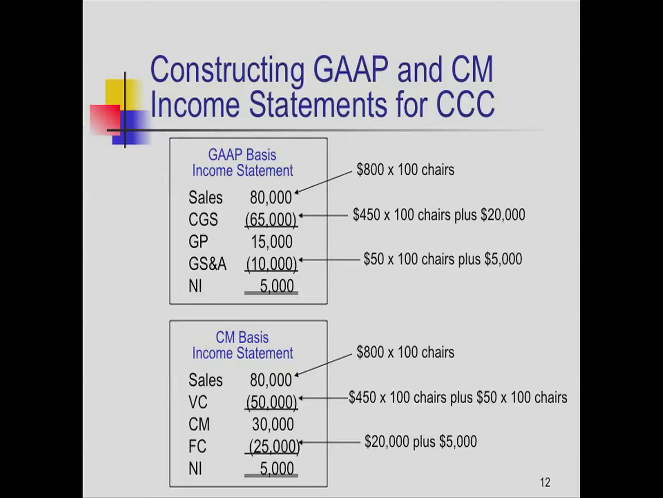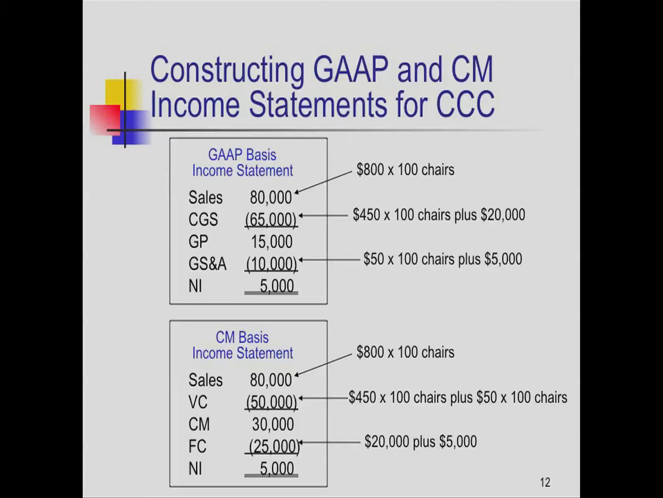Our selling and administrative expenses, that $50 a chair, think of that as either a shipping cost or a sales commission or a combination of the two. So $50 times 100 chairs plus the $5,000, that's the depreciation on the President's Mercedes and that kind of important stuff. So that's $10,000, so we have a net income of $5,000.